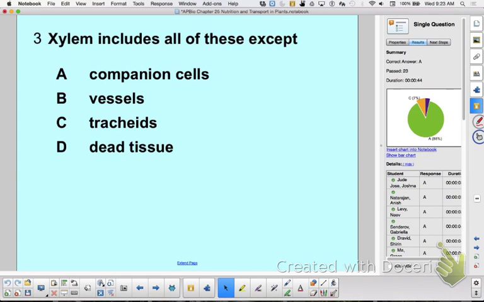All right. So most of you got that. Xylem does not include companion cells. Where do you see companion cells? With what? Phloem, which I just went over 30 seconds ago. So check your BioBuddies clicker right now. Do they get some chastisement or do they get some praisement?